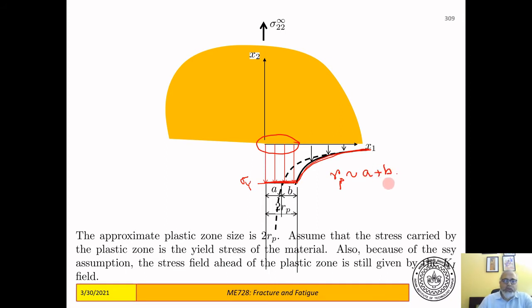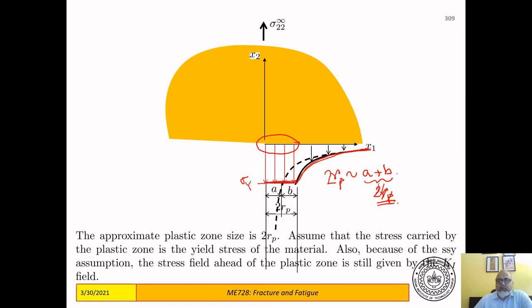And what Irwin showed through the simple analysis is A is actually equal to B, and this is equal to twice the size of the plastic zone. So actually, sorry, this is not right. So this is 2rp is equal to A plus B, which is the approximate size of the plastic zone.